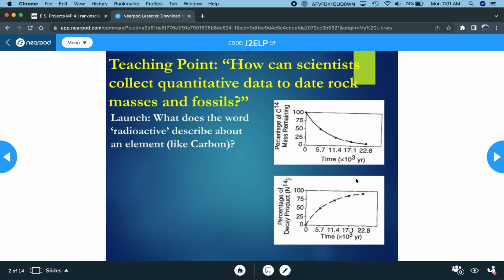All right, today's teaching point: how can scientists collect quantitative data to date rock masses and fossils? Launch: what does the word radioactive describe about an element like carbon?